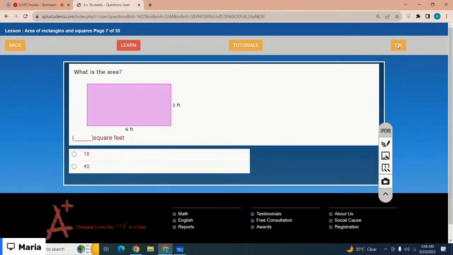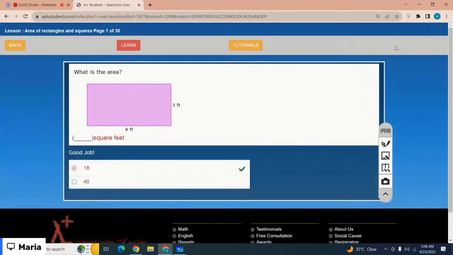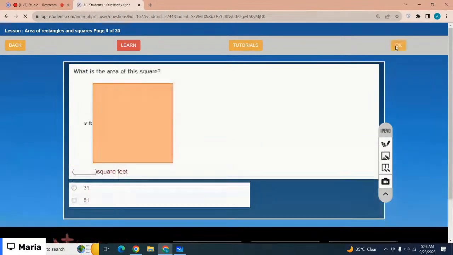Okay, what is the area? Yes, that would be 6 times 3, and that makes 18. Okay, what is the area of the square? That would be 9 times 9, that is 81.